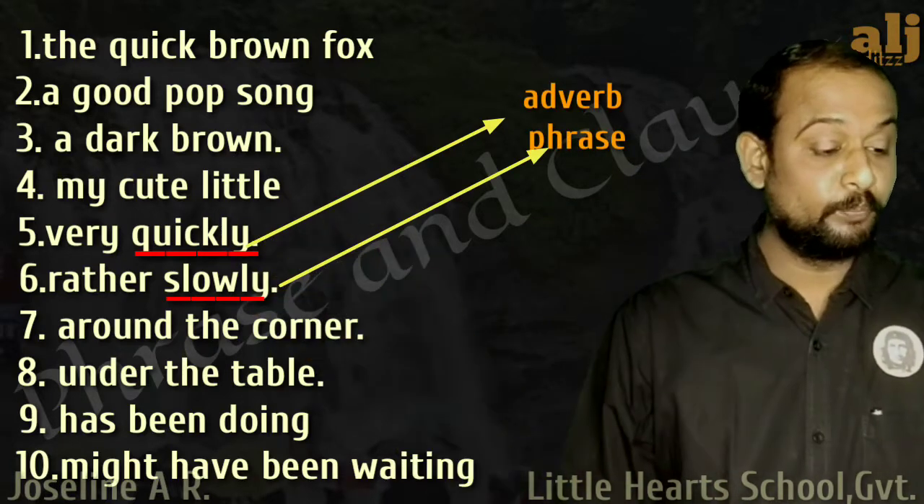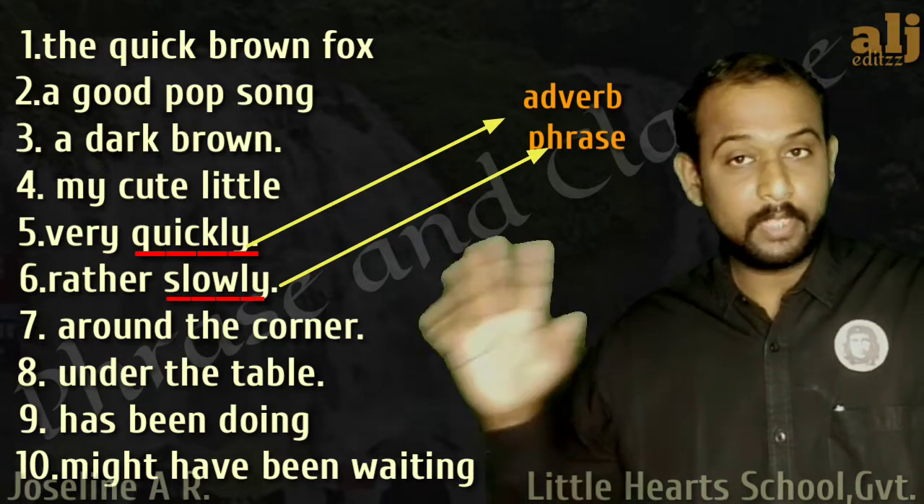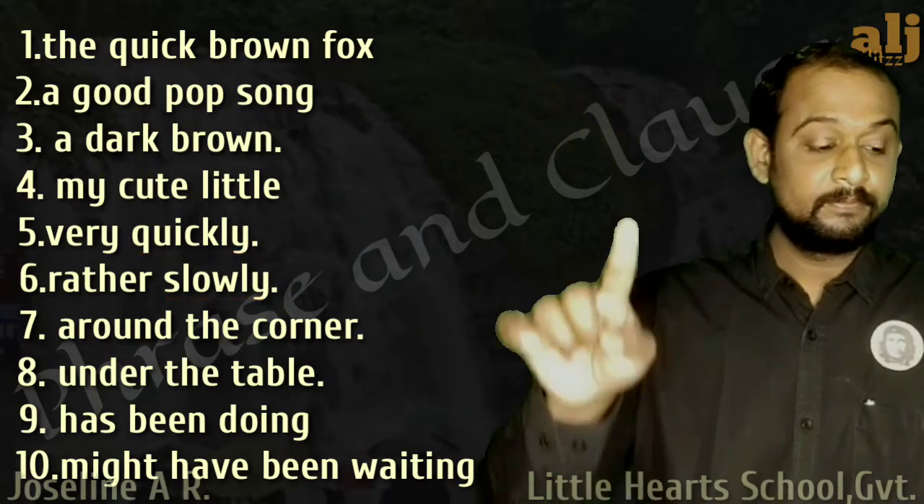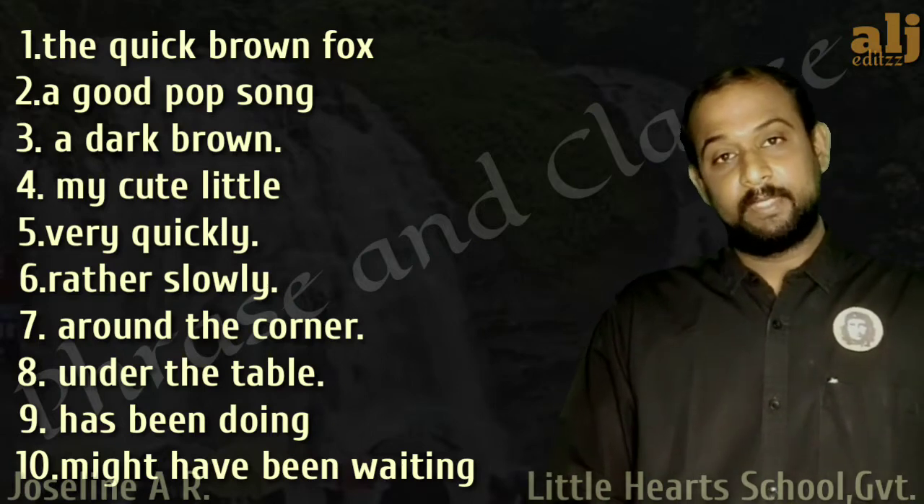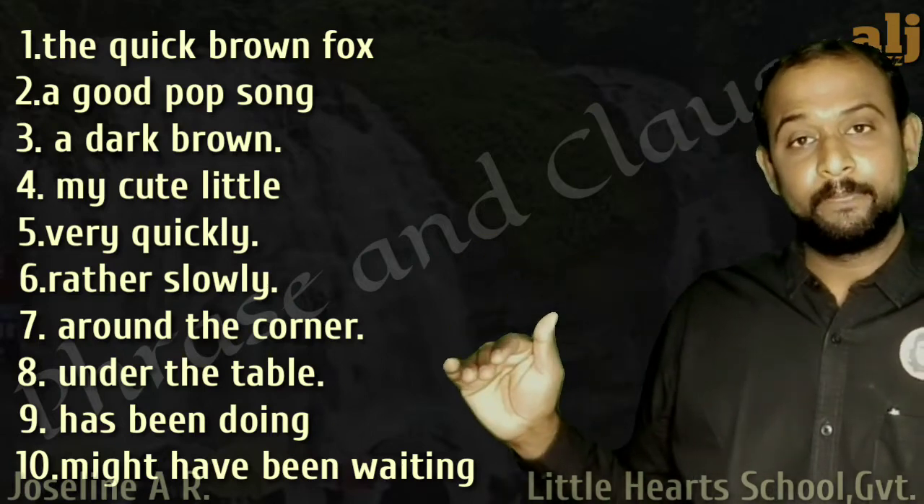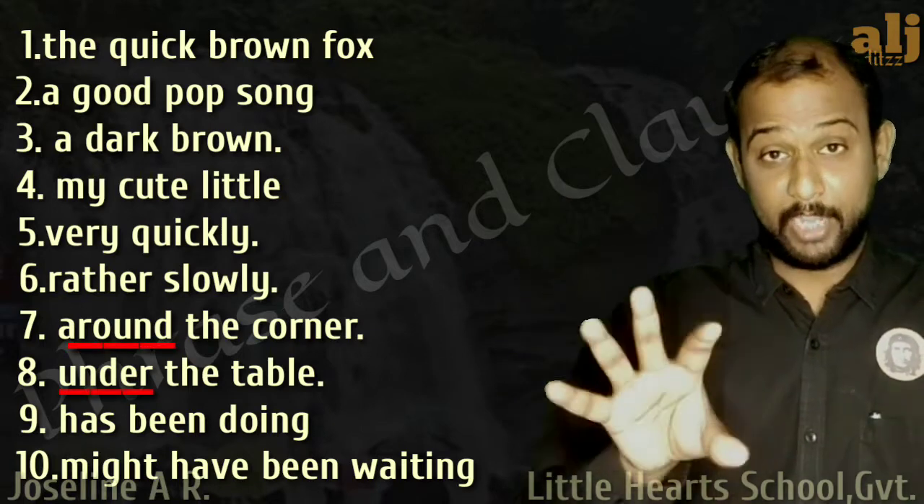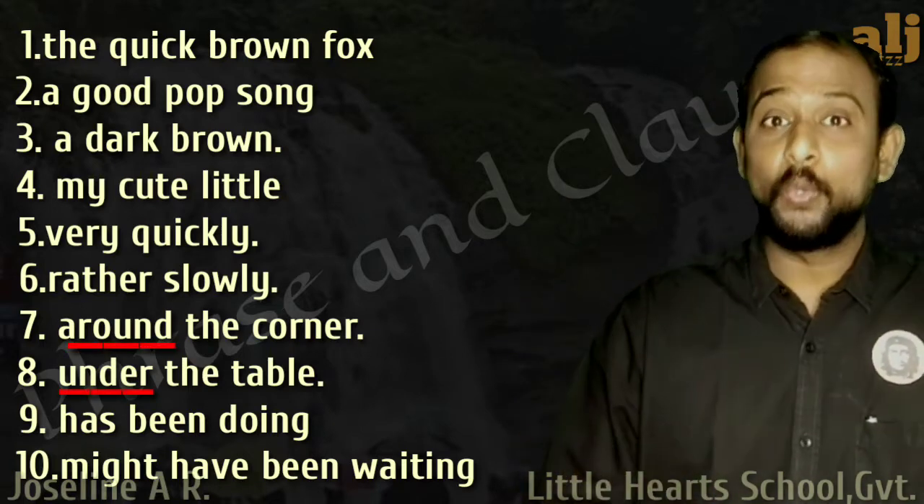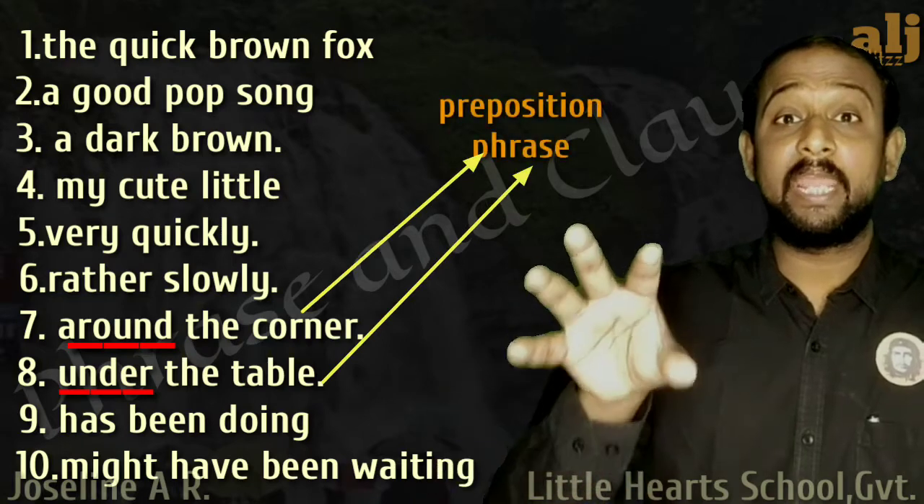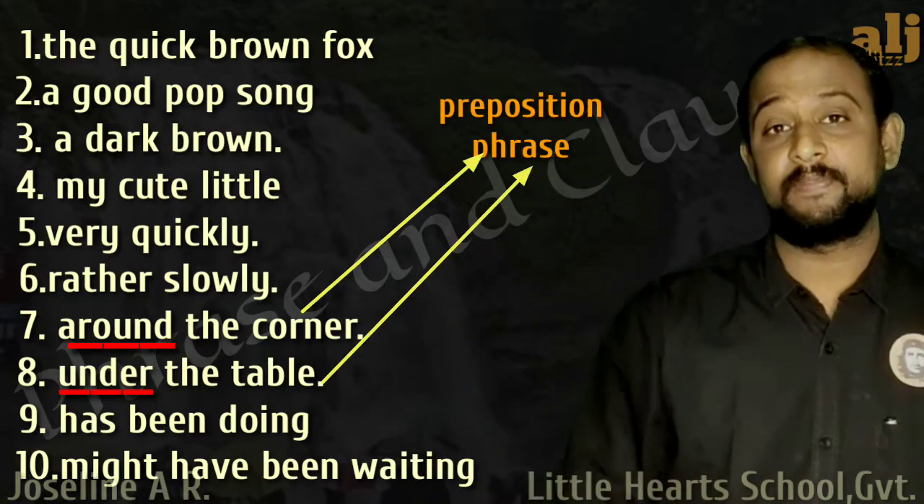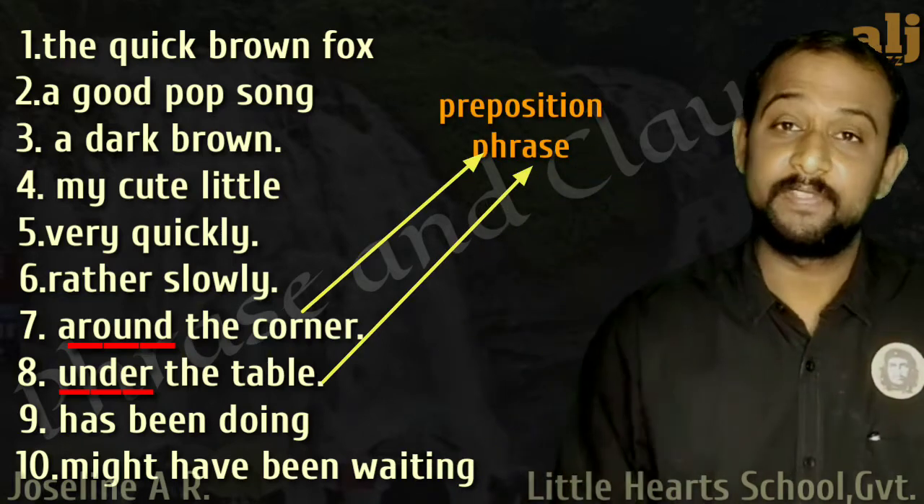Look at the next two. Around the corner, under the table. In these two examples, the focus is on around and under. So these two are examples of prepositional phrases. They are called preposition phrases.